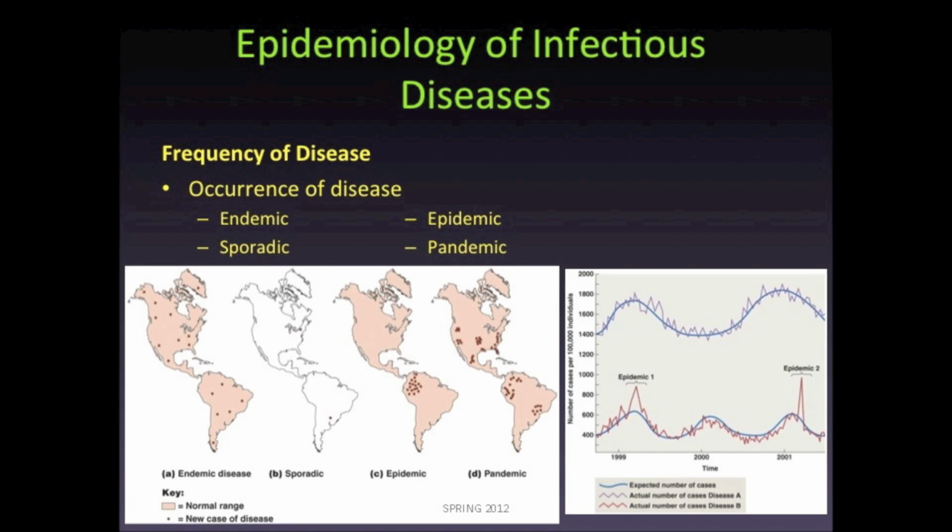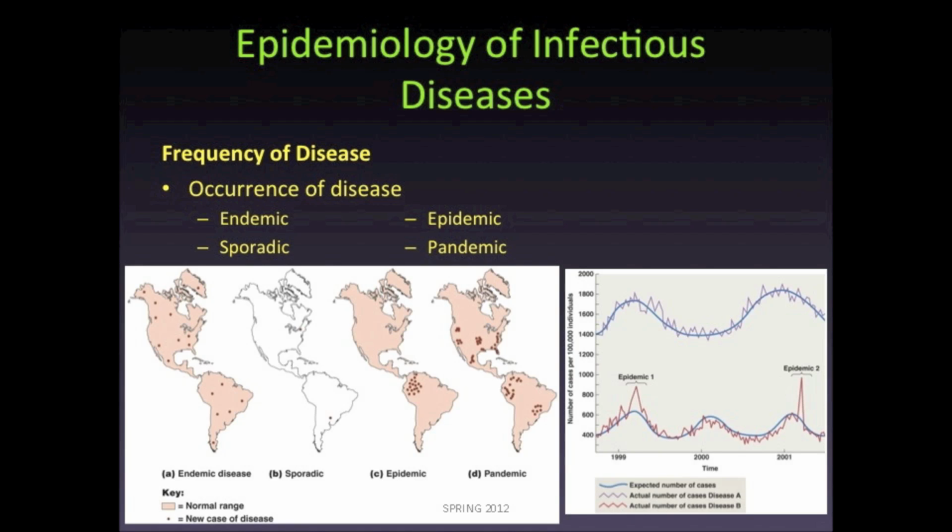Sporadic diseases are those that occur only occasionally at irregular intervals in random locations. Tetanus within the United States is considered a sporadic disease. Epidemics occur when an endemic or sporadic disease begins to increase beyond the normally expected numbers for a given area over a short period of time.